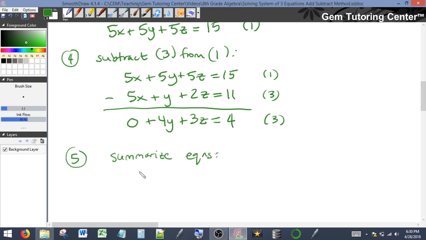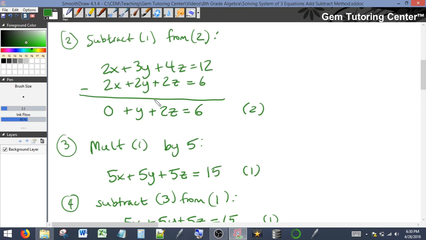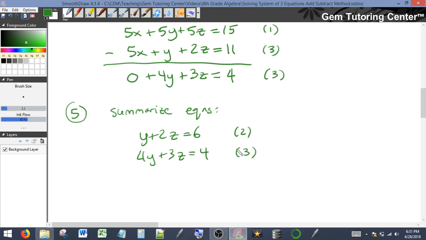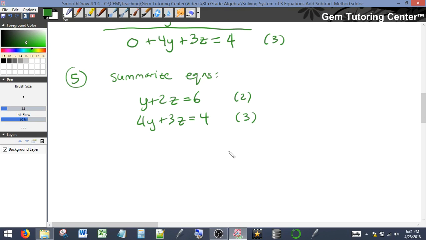Okay, the ones that we're going to use right now. We had one from up here, y plus 2z equals 6. We called that equation 2. And this one, which is 4y plus 3z equals 4, we called that equation 3.